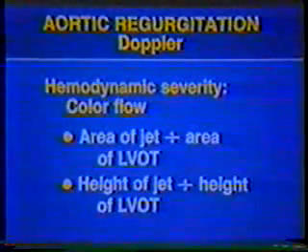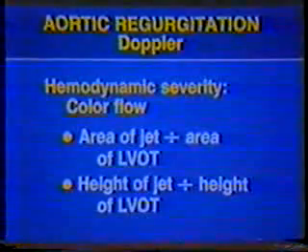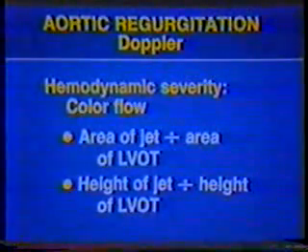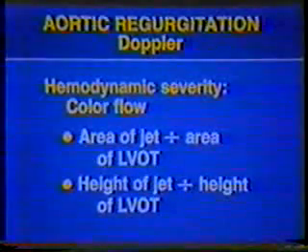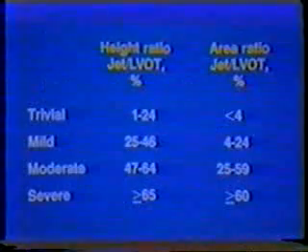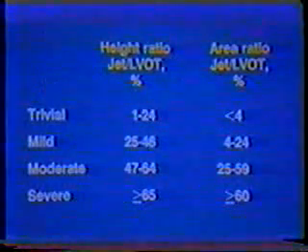They have shown that these two quotients correlate nicely with the angiographic grade of aortic regurgitation, while jet length correlates very poorly with the angiographic grade. This is the grading system for aortic regurgitation that Dr. Perry and his colleagues utilized.